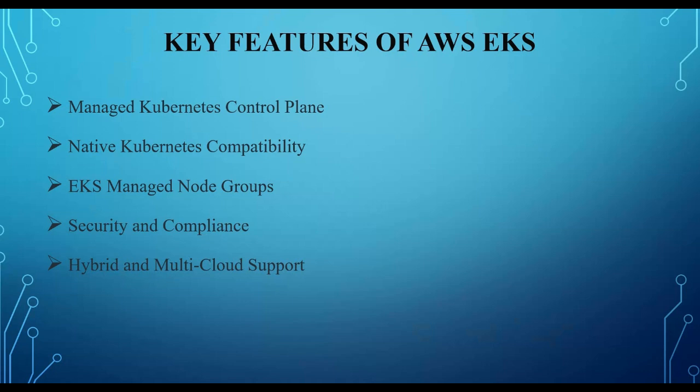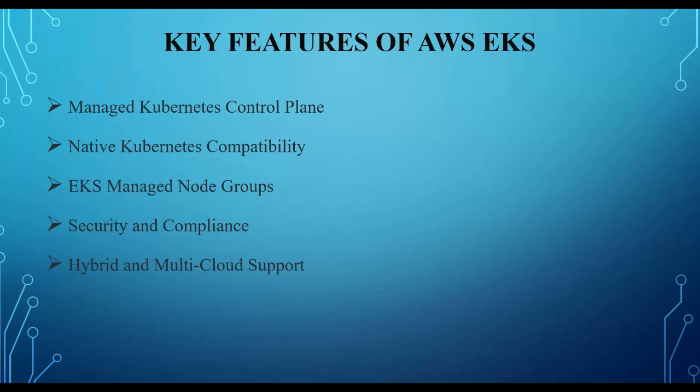The next is native Kubernetes compatibility. EKS integrates with any Kubernetes native tools such as kubectl, Helm, and more, easily. EKS runs upstream Kubernetes, where users can move their workloads from other Kubernetes environments with minimal friction. So it integrates with native tools like kubectl, kube-proxy and Helm, and you can move your workloads from other Kubernetes environments easily.